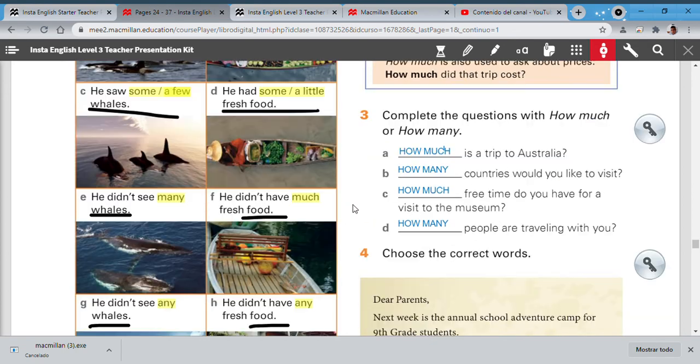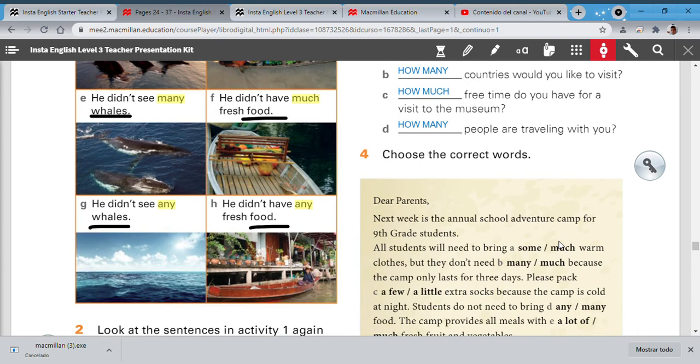Now let's see here. I have some activities. It's a trip to Australia. I'm asking for money. The teacher told me that when I ask for money, say how much. Remember? Countries, plural: how many countries would you like to visit? Free time, the time is uncountable, class. How much free time do you have for a visit to the museum? People is plural. How many people are traveling with you? And that's easy.